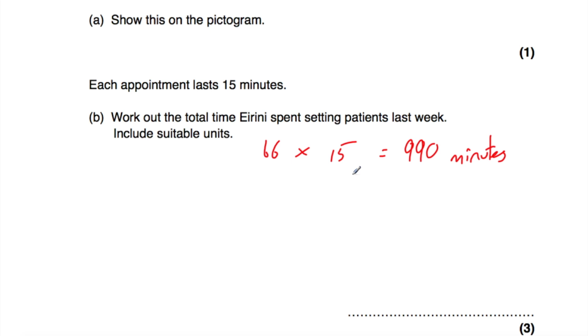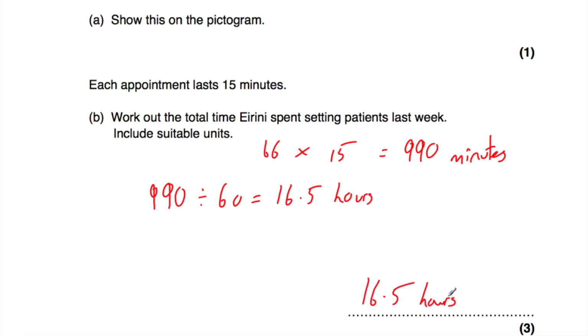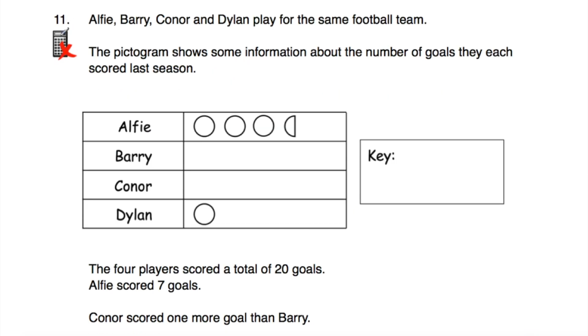I'm going to actually write it as hours just because I feel like it. So I'm going to take the 990 minutes and divide it by 60 to see how many hours that is. So 990 divided by 60 is equal to 16.5, so that's 16 and a half hours. So she spent 16.5 hours seeing patients last week. And that's it. Okay, let's have a look at our next question, question number 11.